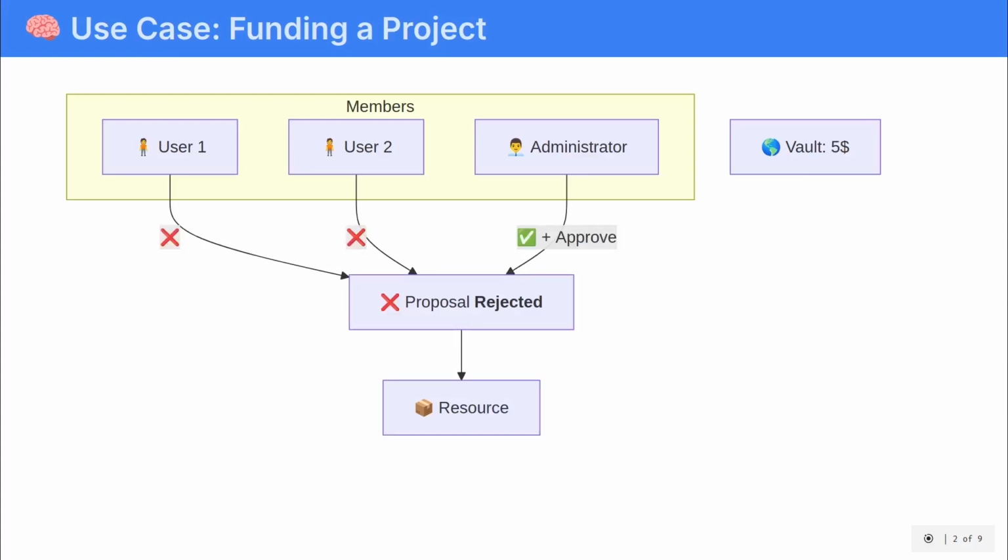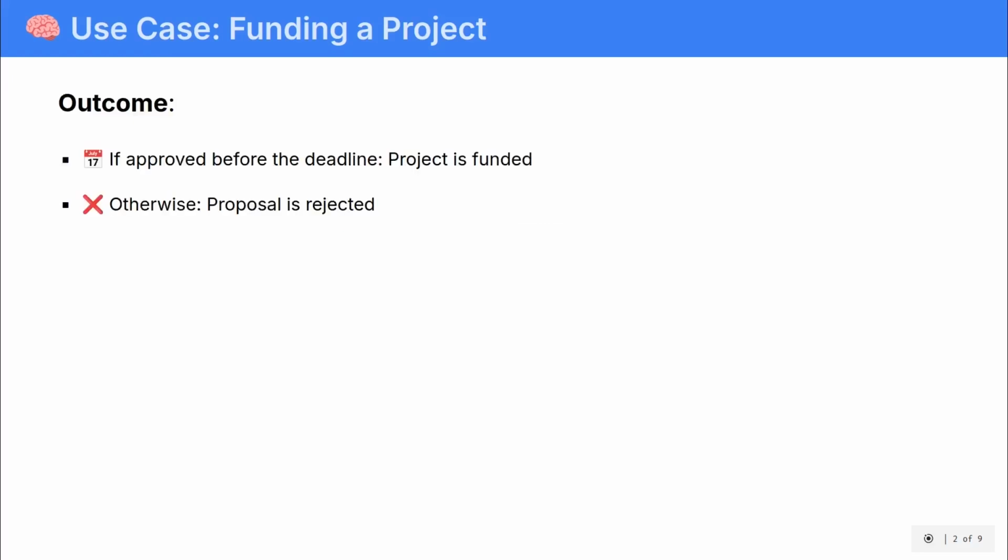In the other case, the proposal can be rejected, and so the resource is not executed. The voters will keep their money. The outcome: if approved before the deadline, the project is funded, otherwise the proposal is rejected.